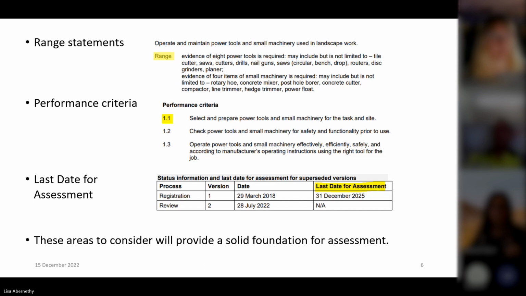Then there's the range that includes a set number of factors that must be considered from the list. In that example, evidence of 8 power tools is required, or 4 items of small machinery.